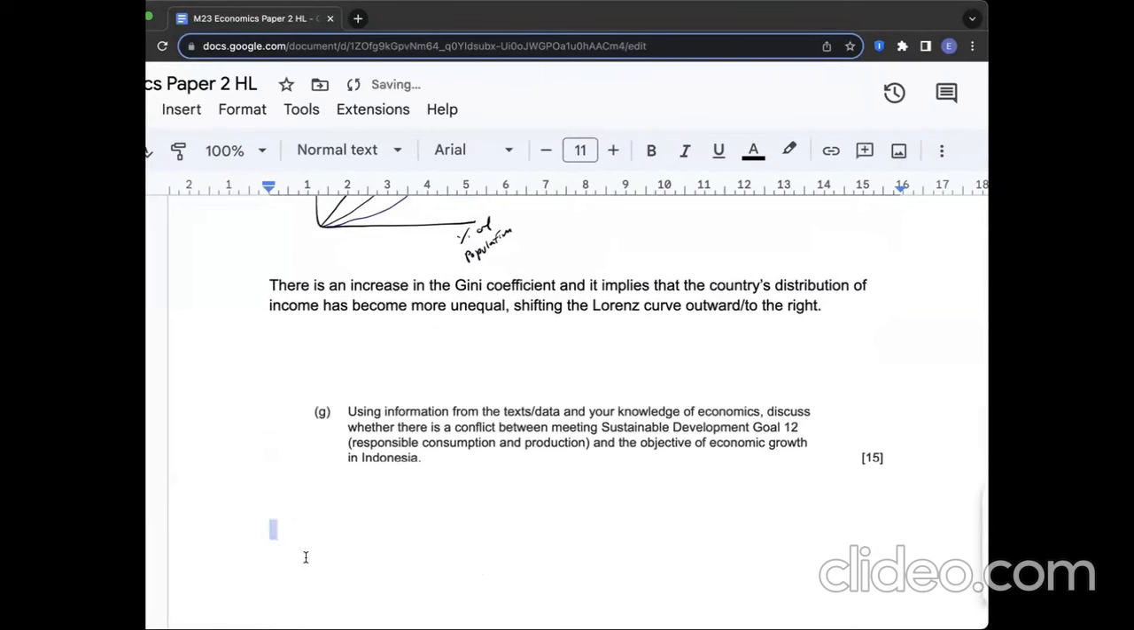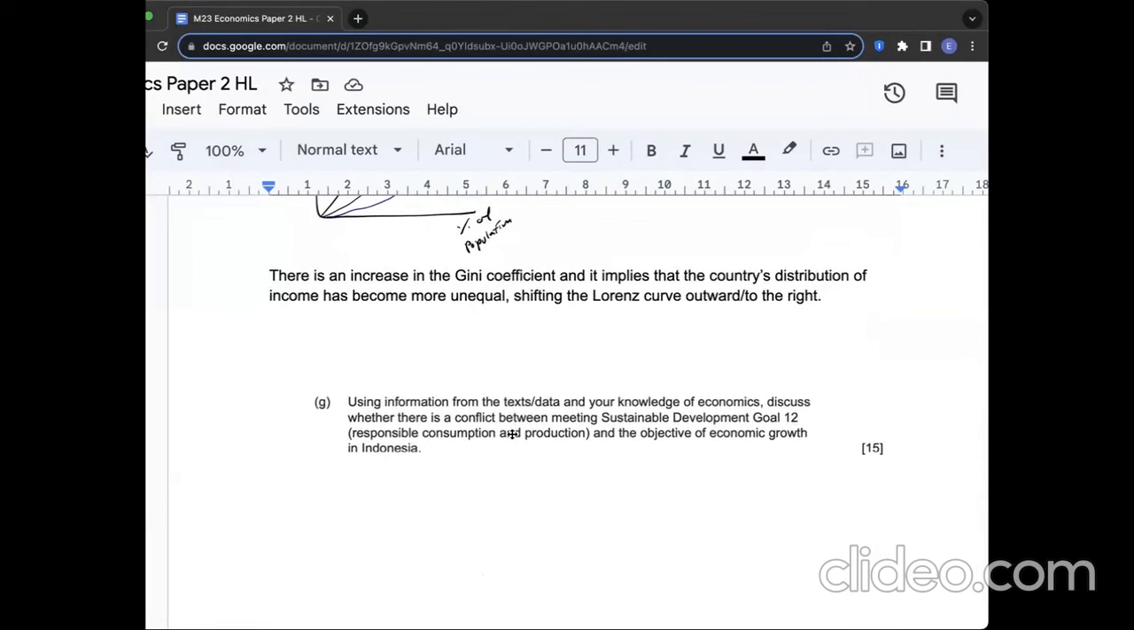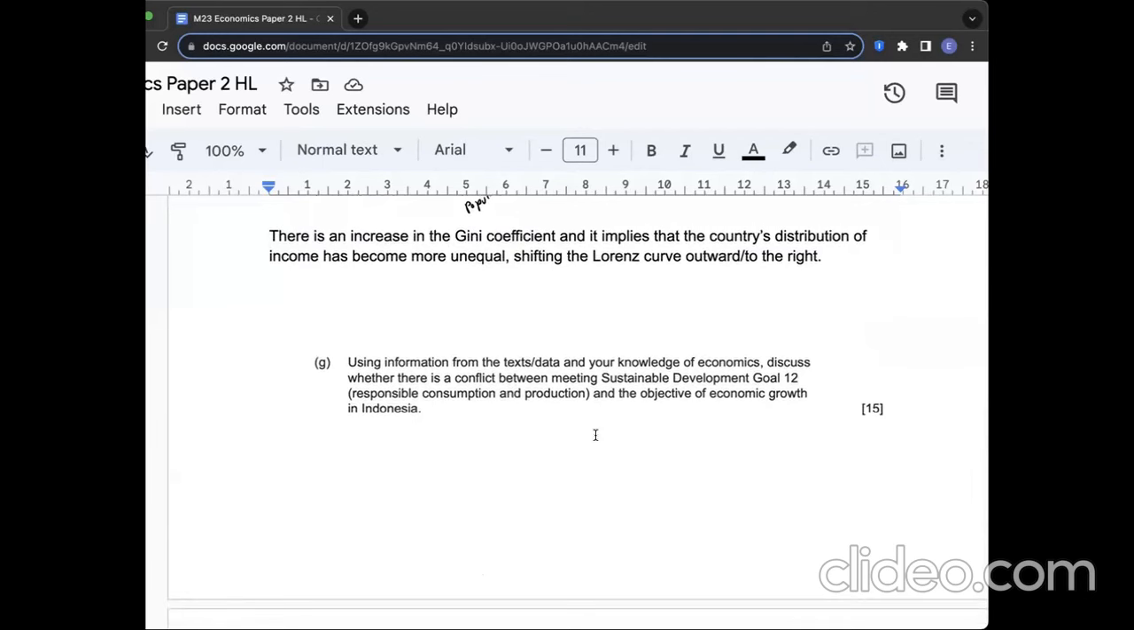Last question, using information from the text, data, and your knowledge of economics, discuss whether there is a conflict between meeting Sustainable Development Goal 12 and the objective of economic growth in Indonesia. So it asks us to discuss whether there is a conflict or not, which means first I need to talk about when possibly there will be some conflict. And next, I'm going to talk about not necessarily, there will be no conflict when it comes to achieving these two goals at the same time, things like that.